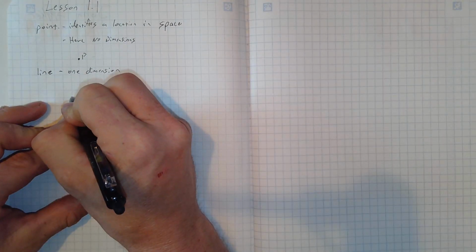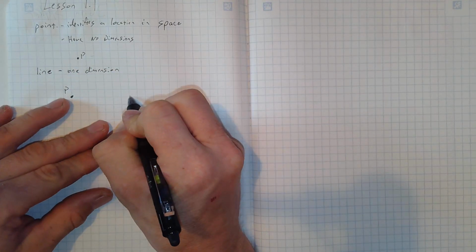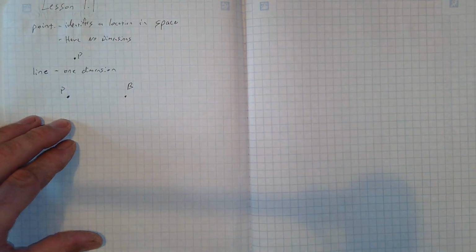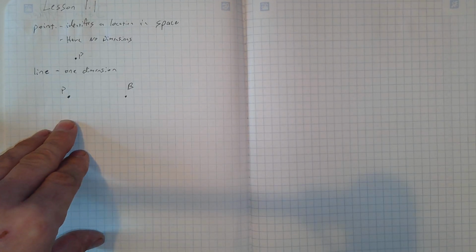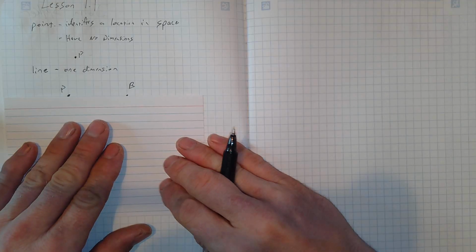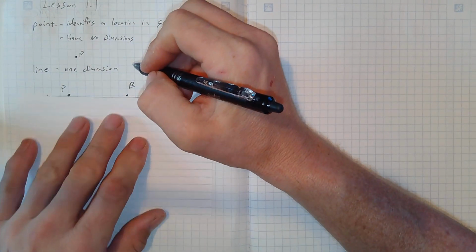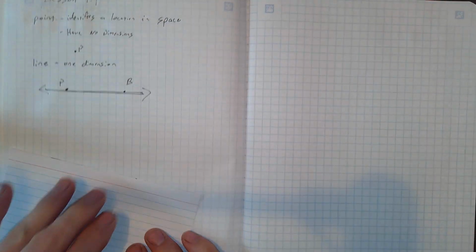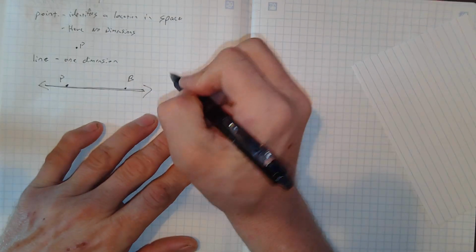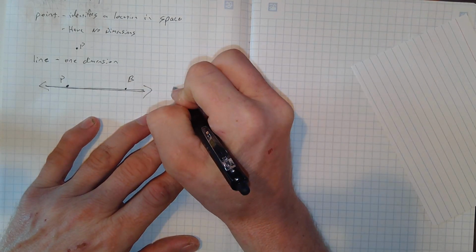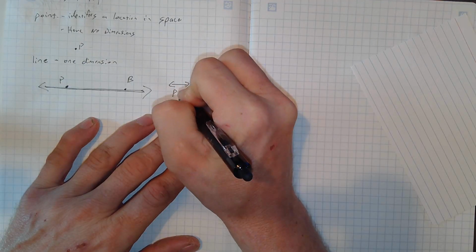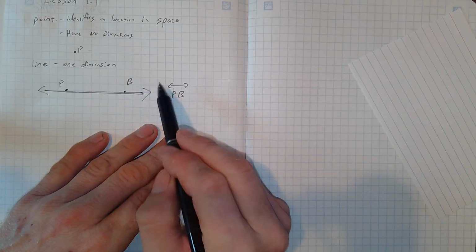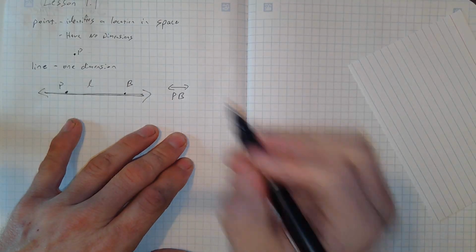So if I have this point, I'll call that point P, and I have another point over here, I'll call that point, I don't know, B. I can have a line that goes through those two points. Whoops, that didn't work out great. But like this, and that is what that line looks like. I'm going to represent that line with symbols using PB. Now although this is in one dimension, we'll call this the width, and we'll call this line L.